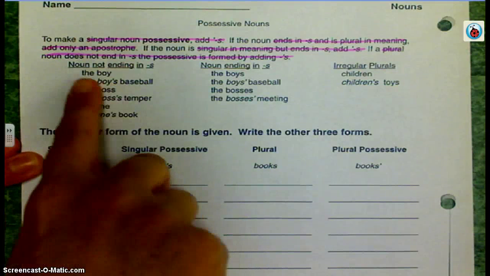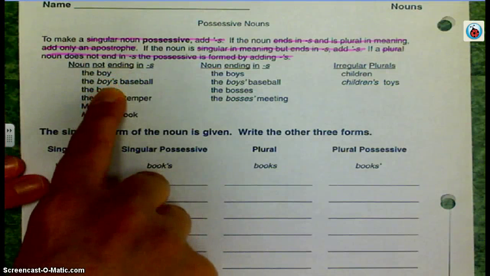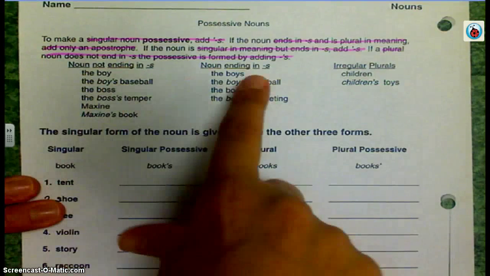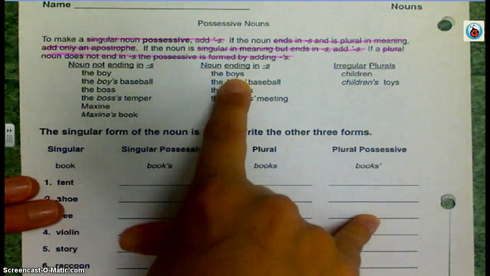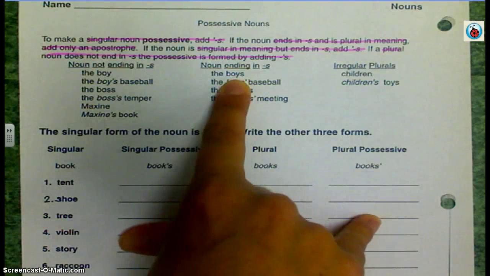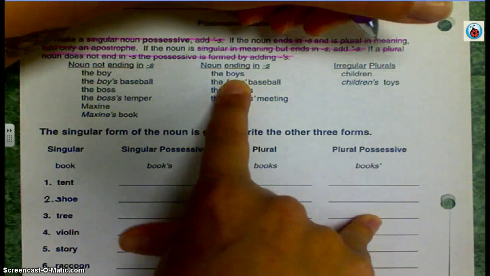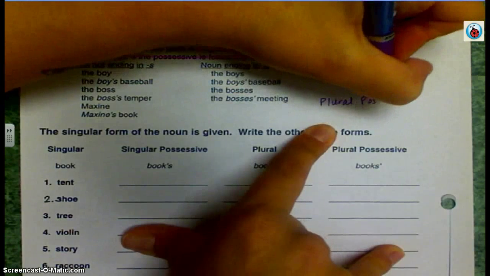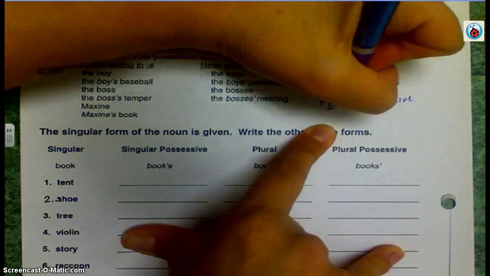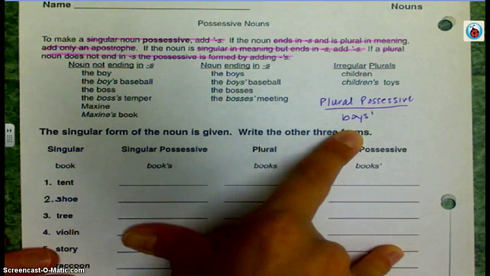For example, nouns that do not end in S, like boy. Boy would be boy apostrophe S. But if it's more than one boy, it would be boys. So if we want to make boys possessive, like the boys' towels were all in a pile on the floor, how do I make that possessive plural? Plural possessive would be boys apostrophe like that. You with me? Makes sense?